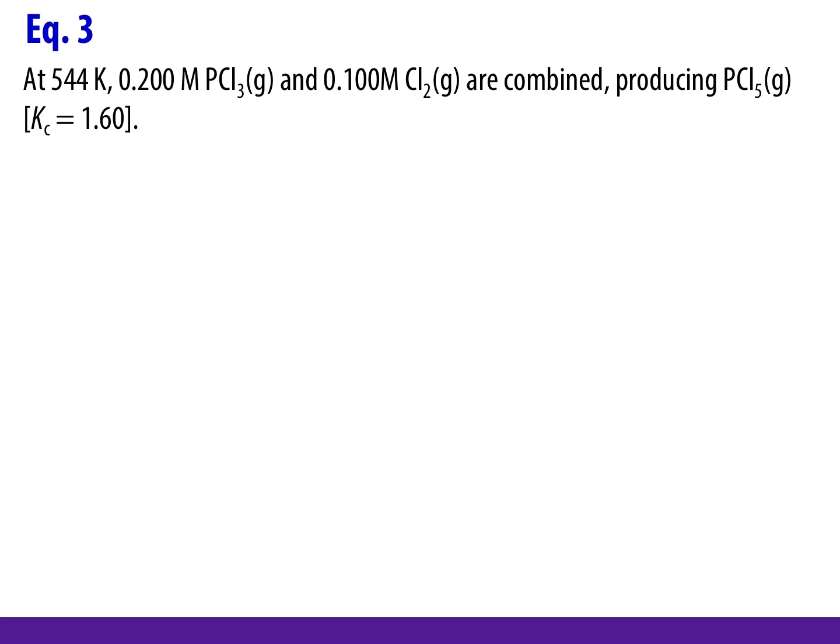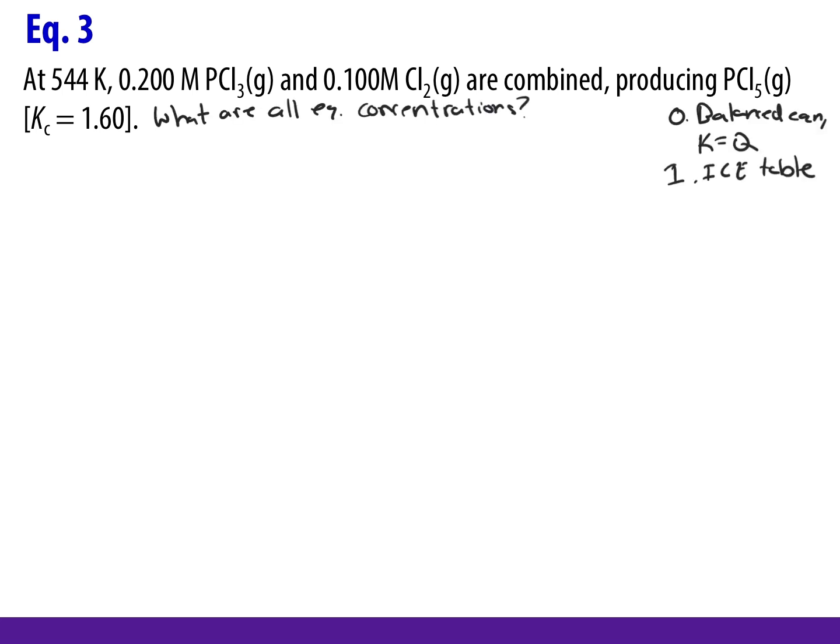So here's our first example problem that we're going to do. We're given some concentrations of PCl₃ and Cl₂ that combine to produce PCl₅. We're given the value of Kc, and now we need to go through and calculate what the concentrations of each of these substances are at equilibrium. Okay, the first 2 steps are just the same that we've been doing. Again, try to do these on your own. You can pause the video and then come back and take a look to see if you've gotten it right.